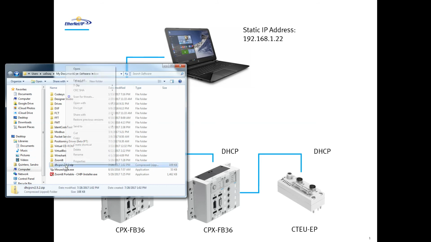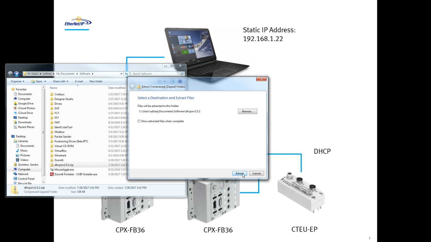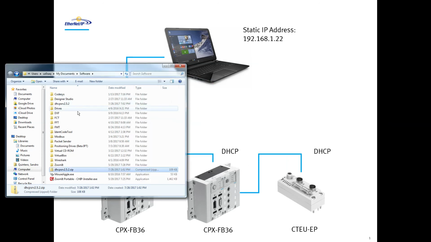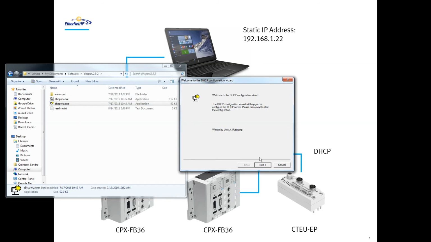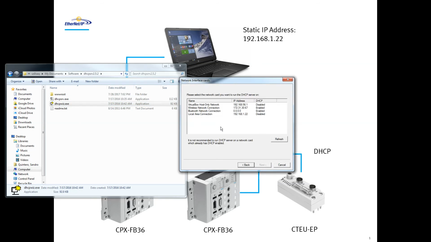I have it here. I'm going to extract this. And then once I have it here, I'm going to execute this wizard. I'll click next. Then here I have to select my local area connection. This is the IP address that I mentioned before, and it's important that this is a static IP address. It is not on DHCP. So in this case, this is okay.